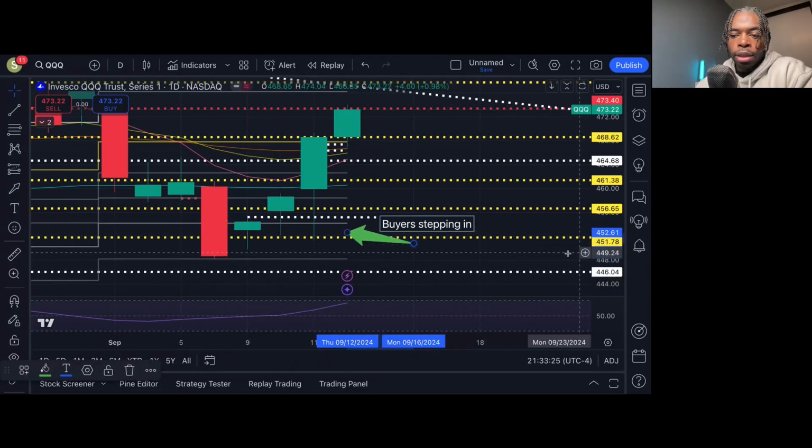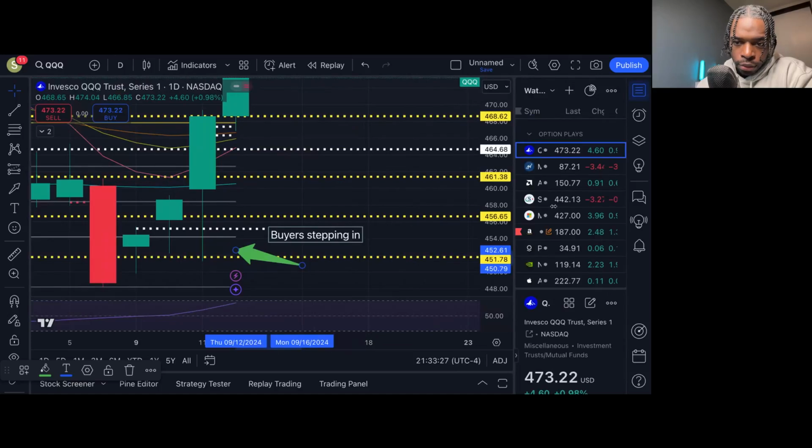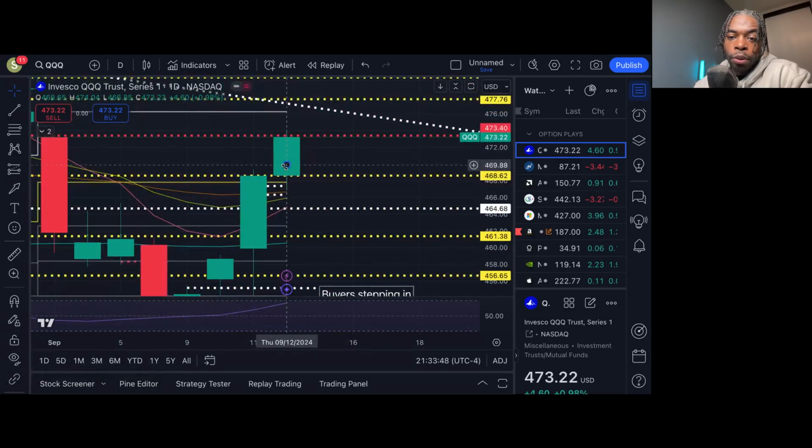Whenever we got down to this level, and if we look at this chart, this level is 451.78, buyers stepped in. Someone tried to sell, and then all of a sudden, boom, people started buying price back up. Bottom side wicks show you buyers stepping in, so price is likely to move up. And that's exactly what happened.